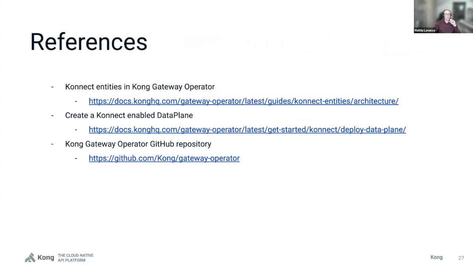Here is a couple of references that you may find useful. Just some documentation related to the Kong gateway operator and the Konnect enabled data plane. And the last one is the repository for the Kong gateway operator, because Kong gateway operator, as well as the Kong proxy, is completely open source. So if you are curious, you can get there and take a look at the real code, basically, that makes everything work.